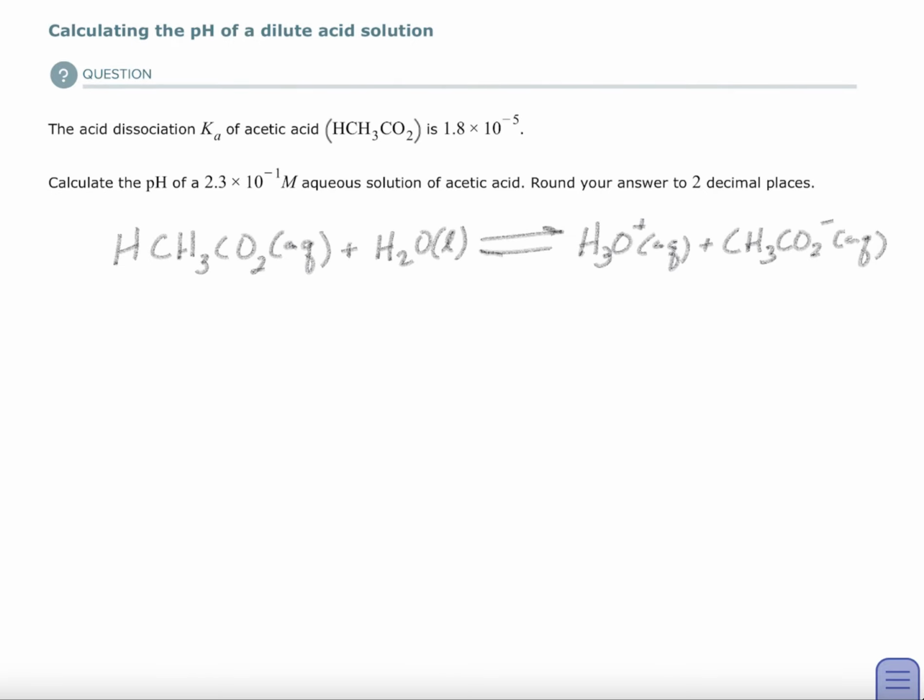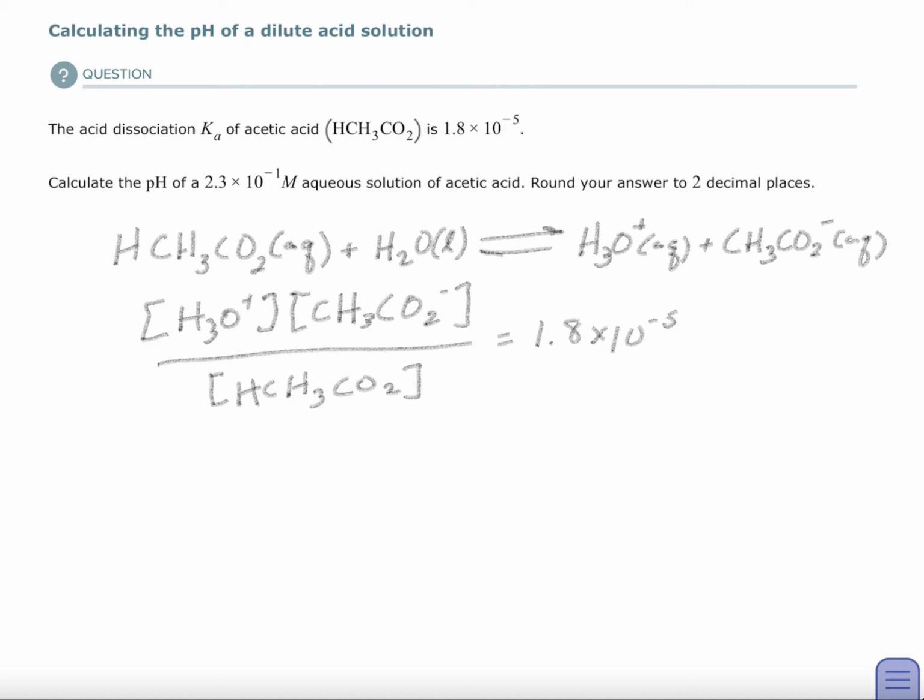So I've got a balanced equation here where I've got acetic acid in water, and it's making hydroniums plus conjugate base. And so I'm just going to make a Ka. This is a Ka, so I've got the hydronium molarity times the conjugate base over the acetic acid. And then they gave me that it was a 2.3, and then they gave me the Ka at the top. So 1.8 times 10 to the negative 5 is my Ka. So this is my whole expression now.